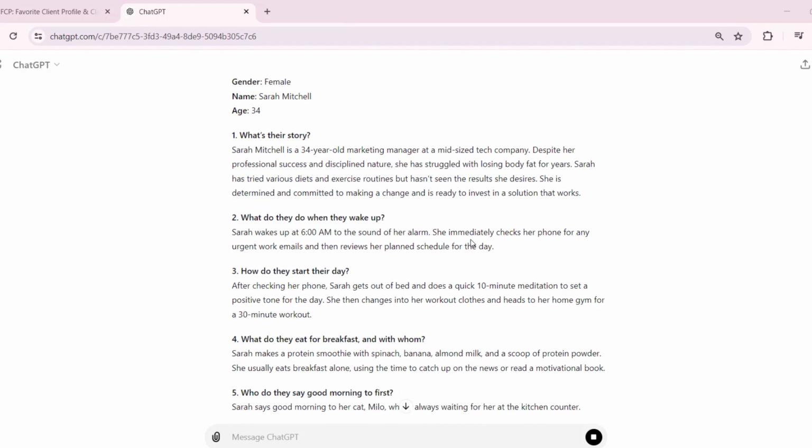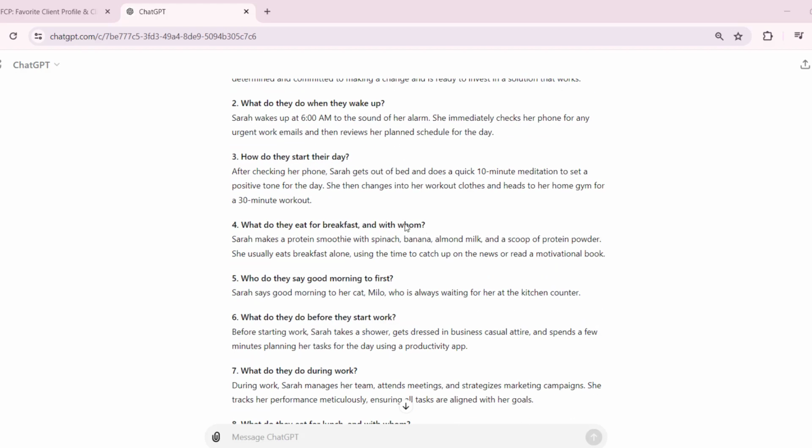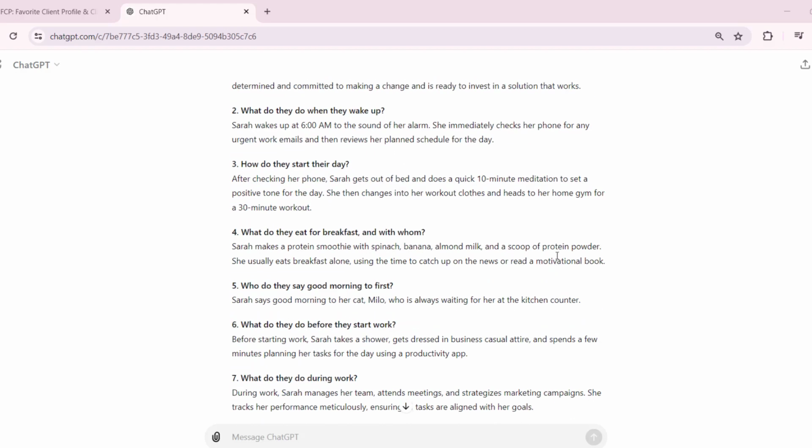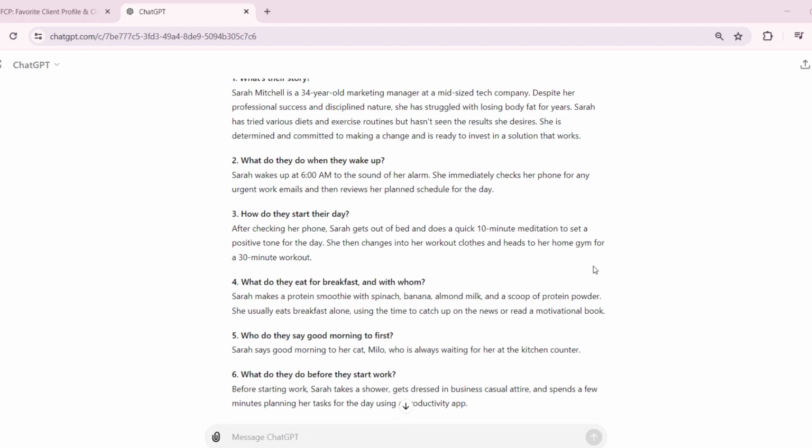Sarah Mitchell is a 34-year-old marketing manager at a mid-sized tech company. Despite her professional success and disciplined nature, she has struggled with losing body fat for years. Sarah has tried various diets and exercise routines, but hasn't seen the results she desires. She's determined and committed to making a change and is ready to invest in a solution that works. 2. What do they do when they wake up? Sarah wakes up at 6 a.m. to the sound of her alarm. She immediately checks her phone for any urgent work emails and then reviews her planned schedule for the day.